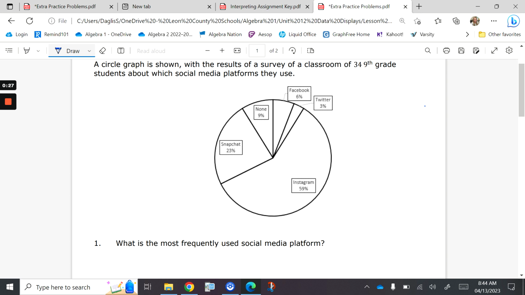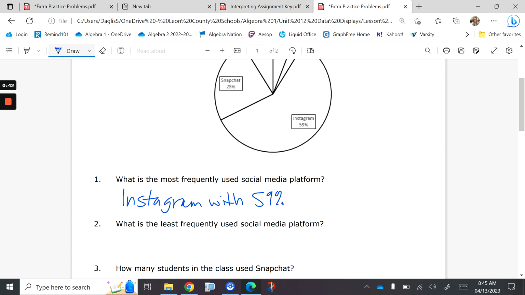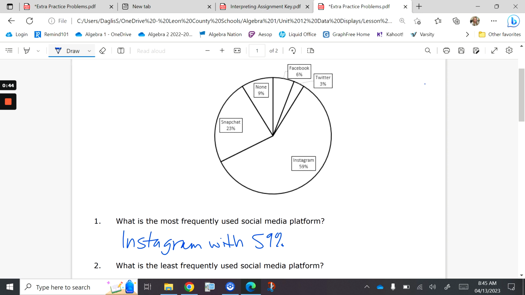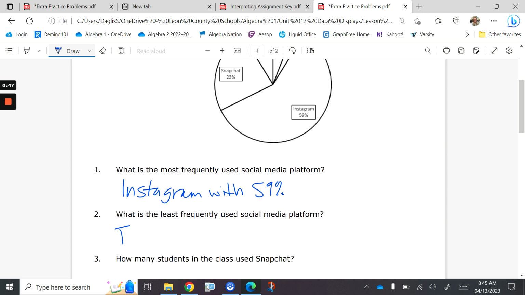What is the most frequently used social media platform? Our Instagram, with how much? 59%. Good. Instagram with 59%. All right, what is the least? Twitter, with how much? 3%. Twitter with 3%. Okay, Instagram had the biggest piece of the pie. Twitter had the smallest piece of the pie.